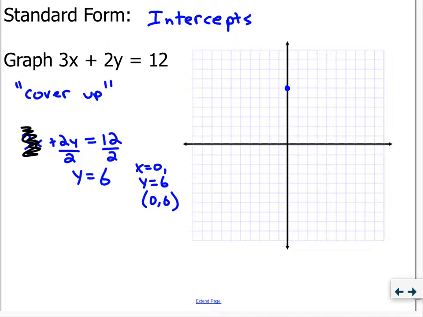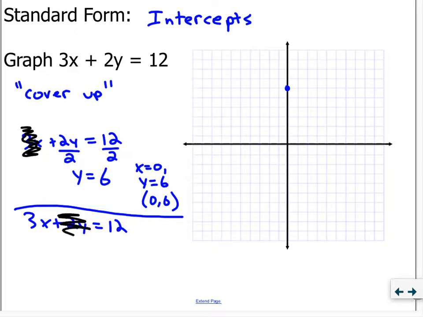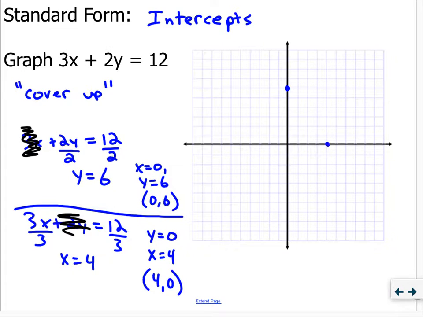Now let's do the cover-up method for the other value. So here's my 3x plus 2y equals 12. Now let's cover up the other part. Cover up the 2y. Now I'm left with 3x equals 12. Divide by 3 and I get x equals 4. So now when my y value is 0, my x value is 4. So I'm going to graph the point 4, 0. Here we go. So those are my 2 points that are on my line.